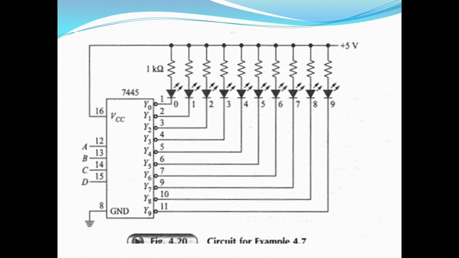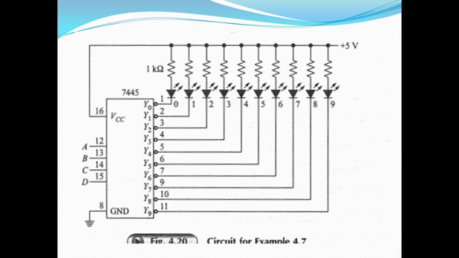This is a schematic circuit diagram of IC 7445. ABCD are the BCD inputs. Pin number 16 is for VCC, that is 5 volt connected. Pin number 8 is the ground connection. Y0 to Y9 are the outputs. Here, a bubble is shown at each one, which indicates that the output is in active low state.